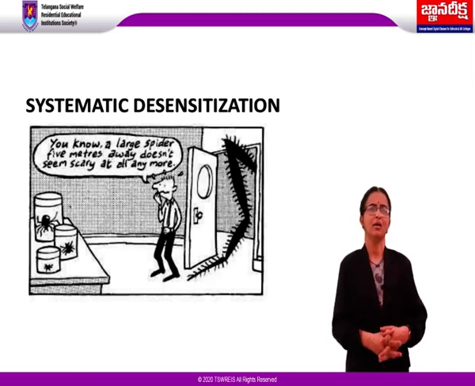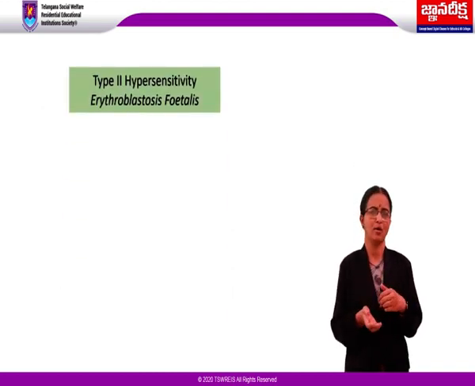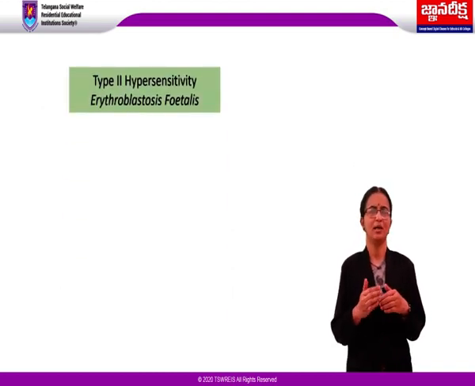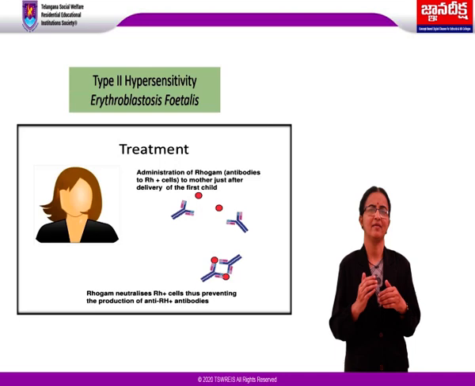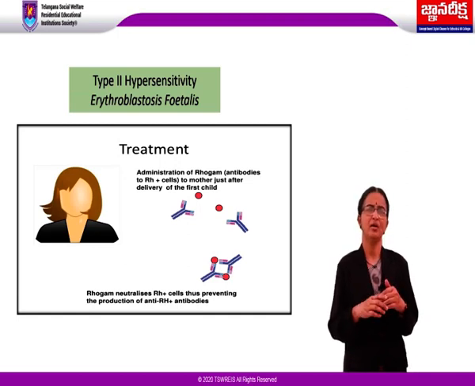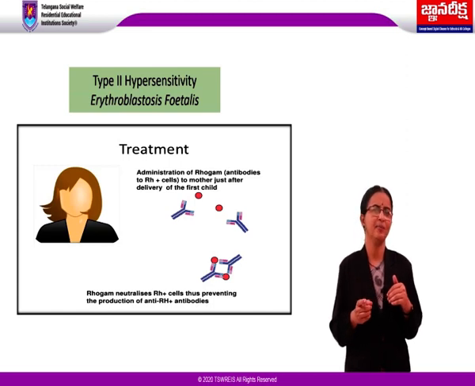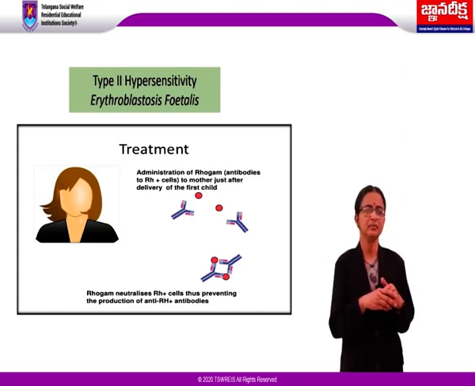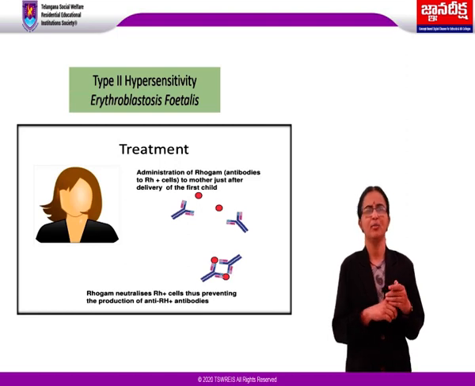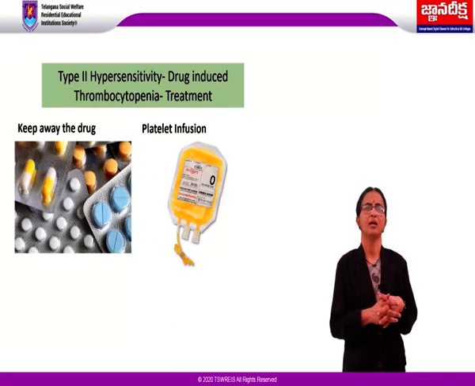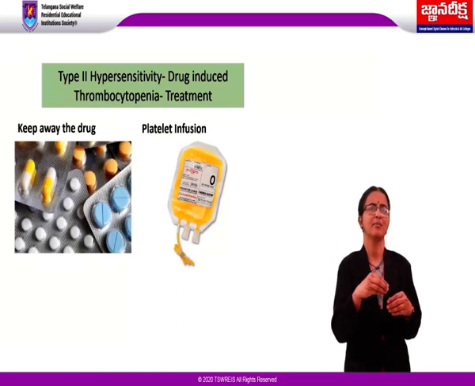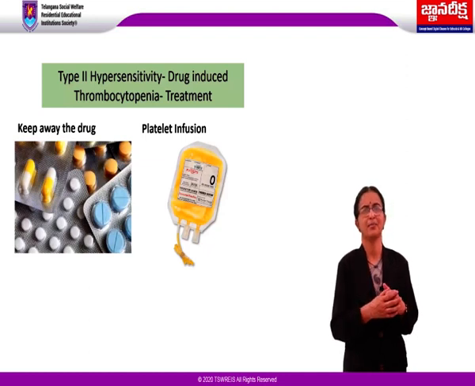Type 2 hypersensitivity, or antibody-mediated cellular cytotoxicity. Conditions like erythroblastosis fetalis can be prevented by administration of IgG antibodies to the mother during pregnancy, which will inhibit production of antibodies against Rh antigen through a feedback mechanism. Drug-induced hemolytic anemia can be reduced by removing the drug. Thrombocytopenia can be treated by infusing platelets and administration of corticosteroids.